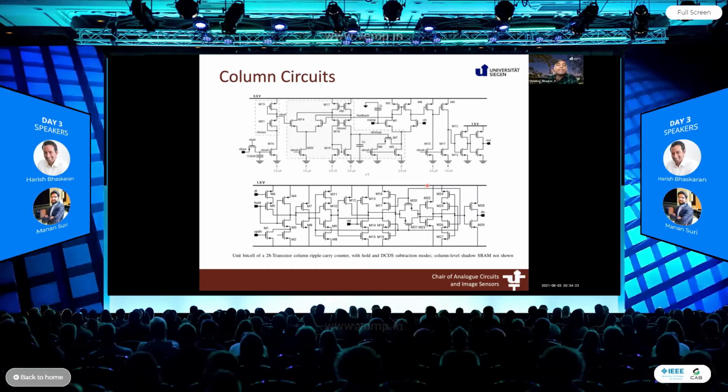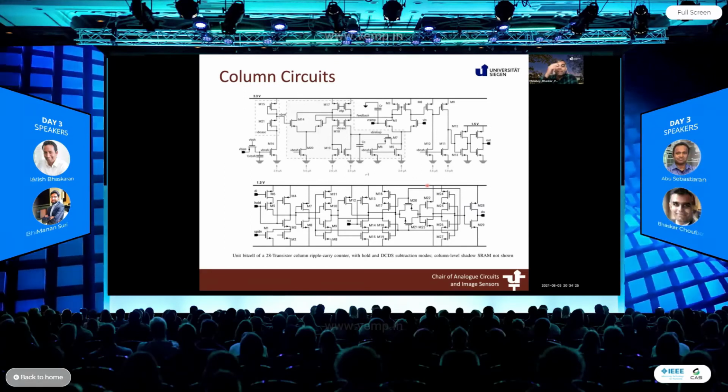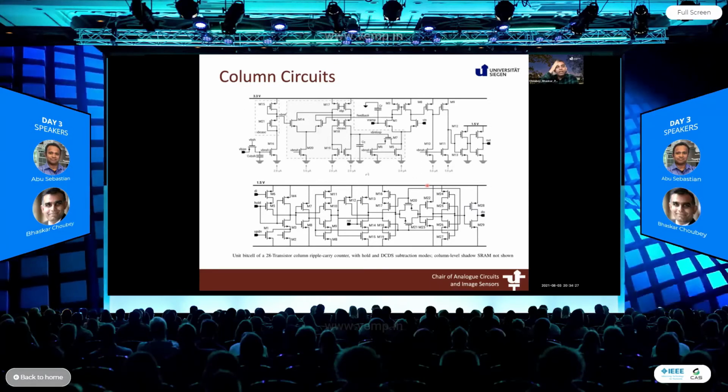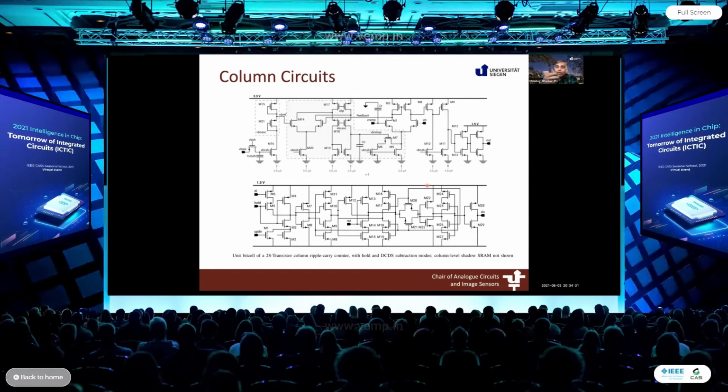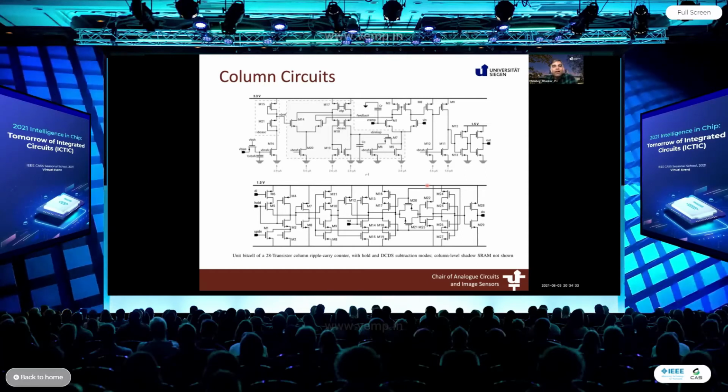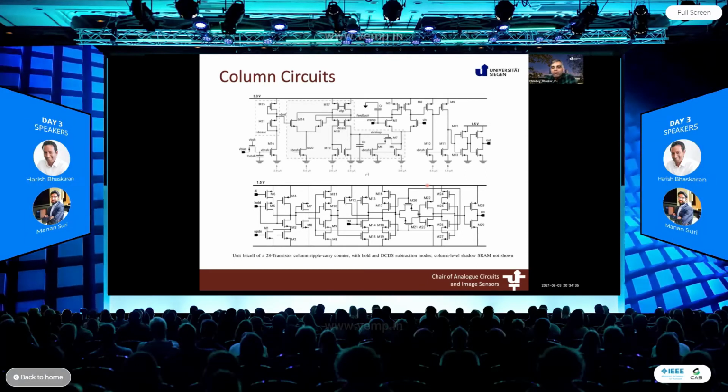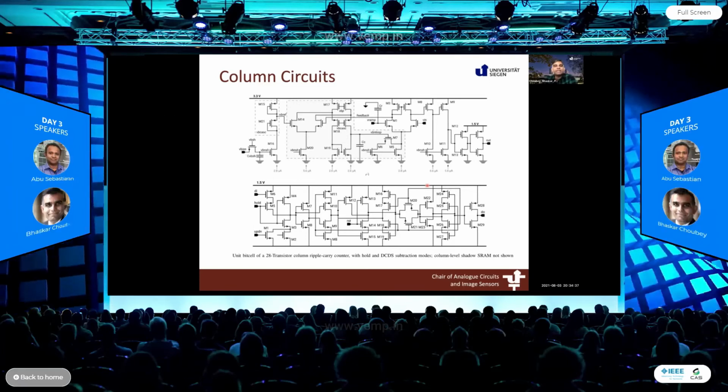You can't design an ADC from a small number of pixels. So this is just a typical ADC. It's a ramp-based ADC, and you see the column circuits already have a large number of transistors. We're having about 50 odd transistors.